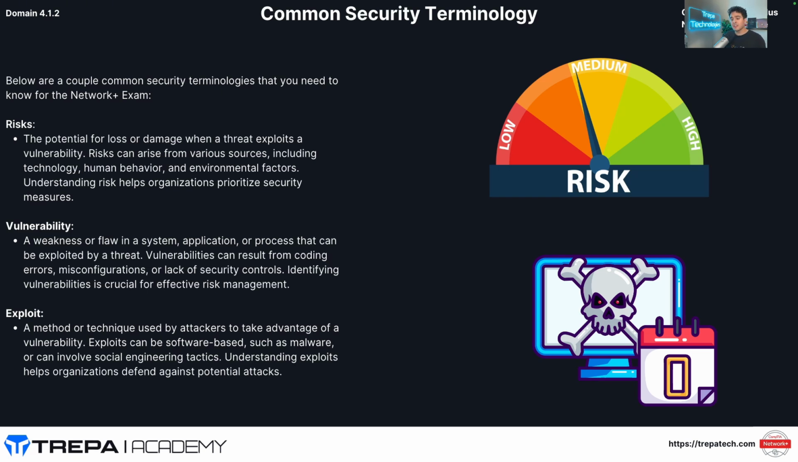There's inherent risk, and then there's residual risk. That's after you actually implement some security mechanisms to prevent that risk from being exploited, okay? So risk can arise from various sources, including technology. Big one, the human behavior. What's our risk as an organization to someone falling for a phishing scam? And also environmental factors. Understanding risk helps organizations prioritize security measures.